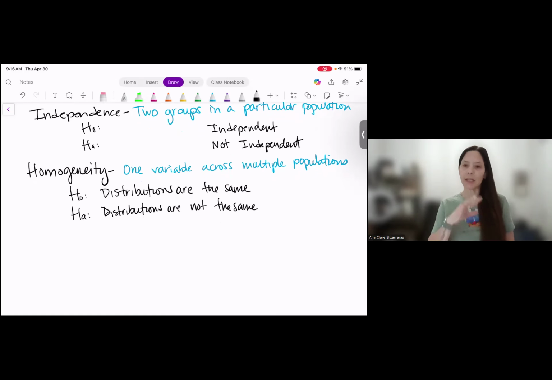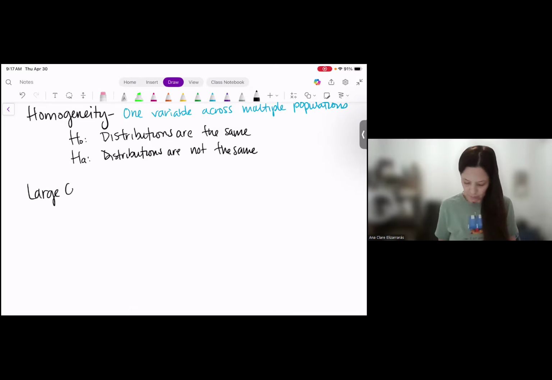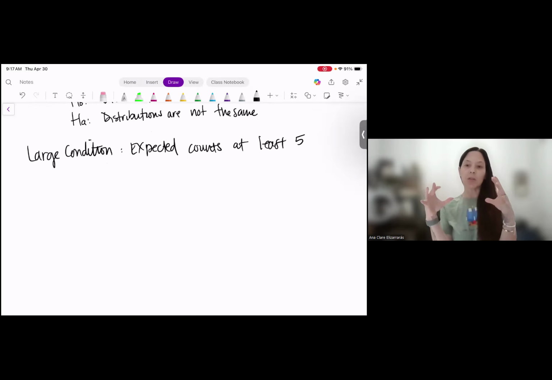When you are calculating expected counts, just like with the chi-square goodness of fit, your expected counts need to be at least 5 for that large counts condition. But the way that you do this, since you're in a two-way table, is you multiply the row total times the column total, dividing by the overall total.